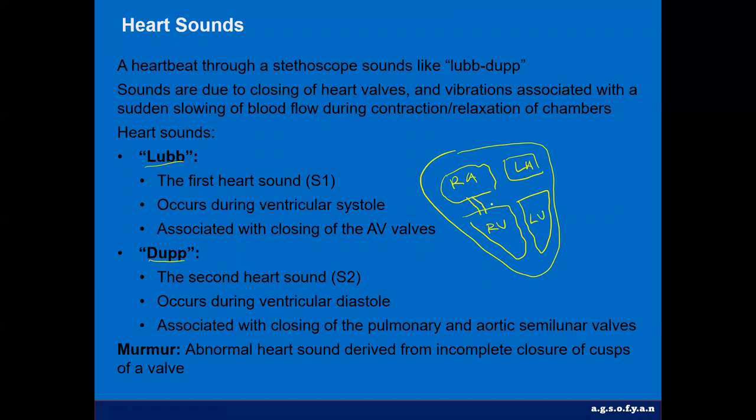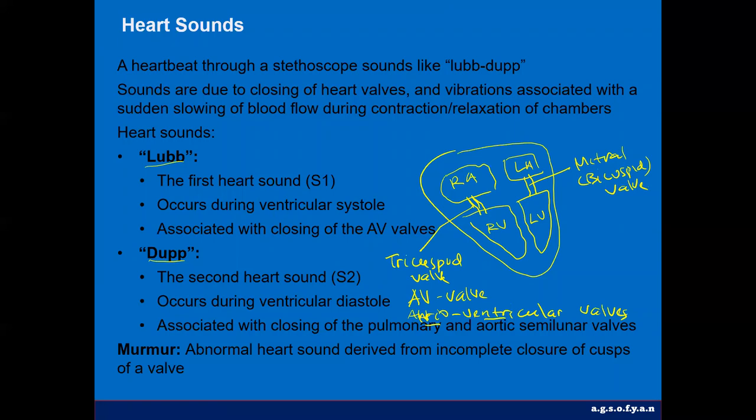And there is a connection between the right atrium and the right ventricle, and between the left atrium and the left ventricle. That connection is what we call the valve. Both of these valves are called the AV valve. AV means atrioventricular, the valve that's located between atrium and ventricle. The AV valve on the right side, between the right atrium and right ventricle, is called the tricuspid valve. The AV valve on the left side, between the left atrium and left ventricle, is called the mitral or bicuspid valve.